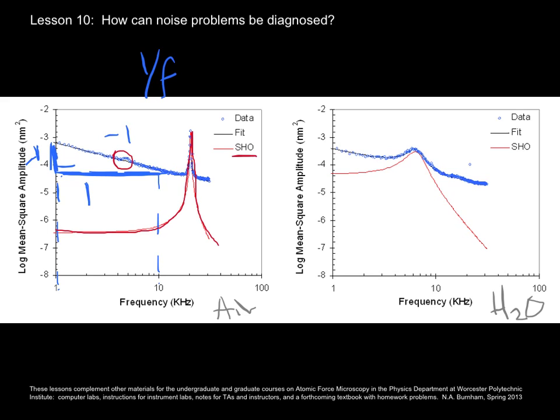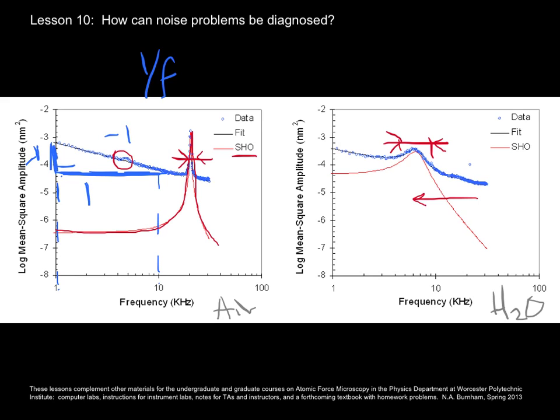Now, when we take that cantilever and we put it in water, the same cantilever, note what happens. That frequency is shifted down from 20 kilohertz to 800 or so, and the resonance, i.e. this peak, it's become much broader. Here it's quite narrow, as you see. Okay? That happens because the water dampens the motion of the cantilever.